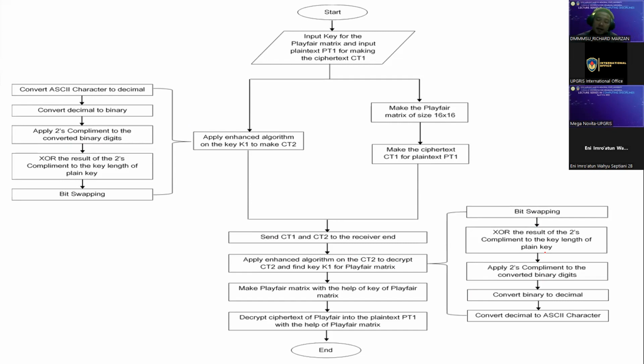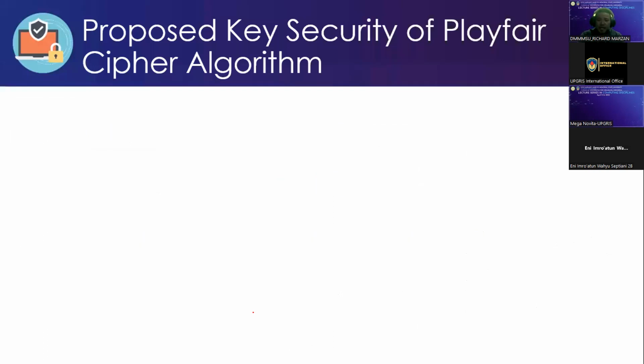Then after that, the XOR of the result of the 2's complement with the key length of the plain key. Then after that, we also apply the 2's complement to the converted binary digits, convert binary into decimal, and convert the decimal into ASCII character. Then after that, make the Playfair matrix with the help of the key of the Playfair matrix. Then it will decrypt the Playfair ciphertext into the plain text, or PT1, with the help of the Playfair matrix. So we have here the example.